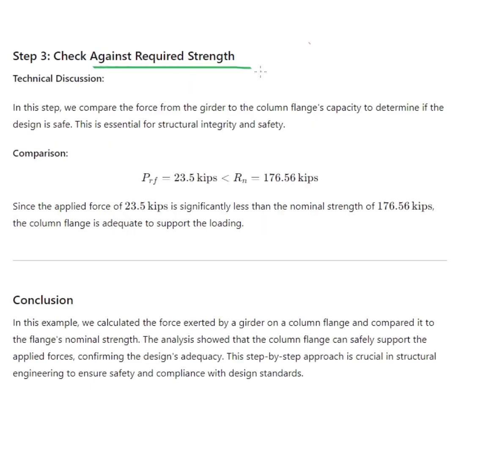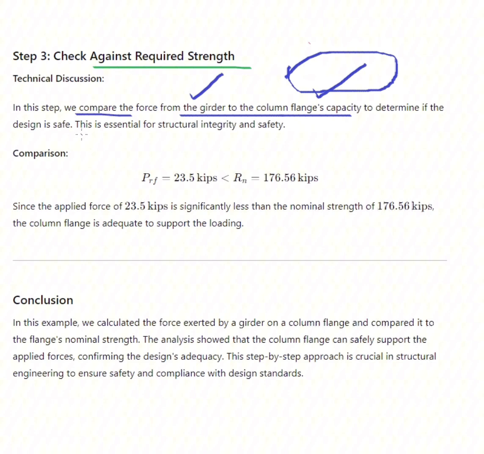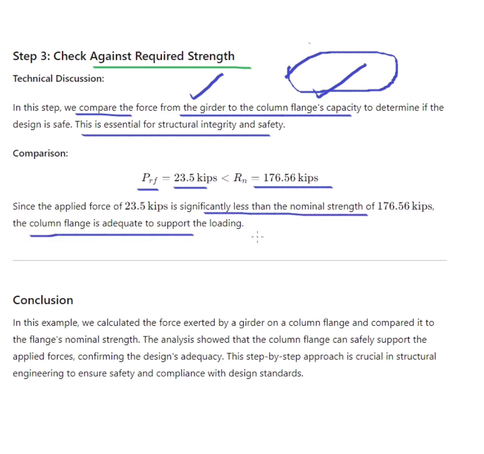So, check against the required strength. In this step, we compare the force from the girder to the column flange capacity to determine if the design is safe. We calculated the force from the girder, then the column flange capacity also, and we are determining if the design is safe or not by comparing these two. This is essential for structural integrity and safety. PRF we know 23.5, Rn is 176.5. So since the applied force is significantly less than the nominal strength of the column flange, the column flange is adequate to support the loading.